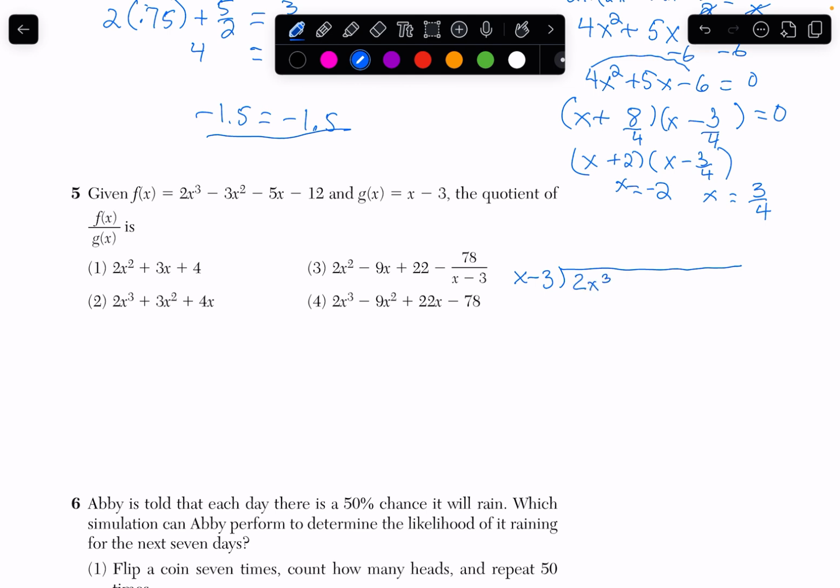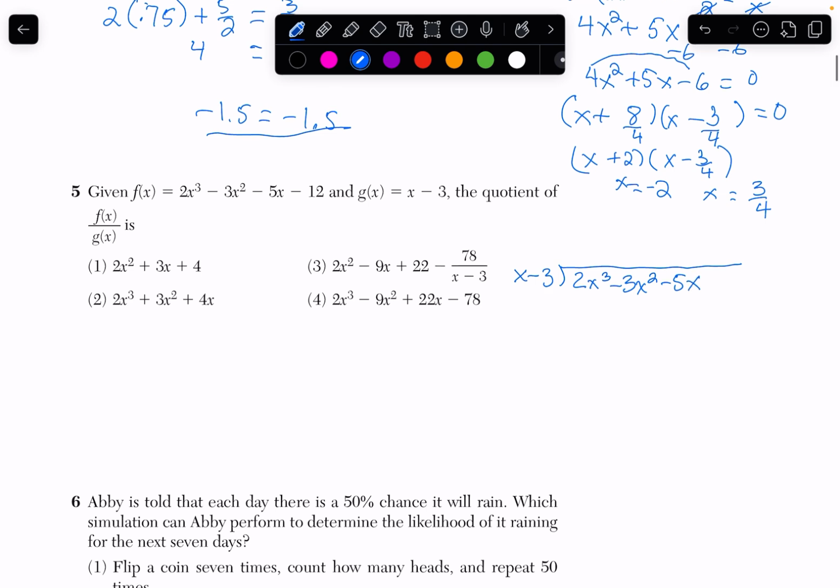2x cubed minus 3x squared minus 5x. Now you notice we have them all there. We have a 3, a 2, and a 1. So we don't have to put in any zeros. All right, then we're going to do 2x to the third divided by x. This is equal to 2x squared. So we're going to put a 2x squared. And then we're going to multiply: this times this is negative 6x squared. This times x is 2x cubed. And then we have to subtract, so we're going to change the signs. And we get 3x squared.